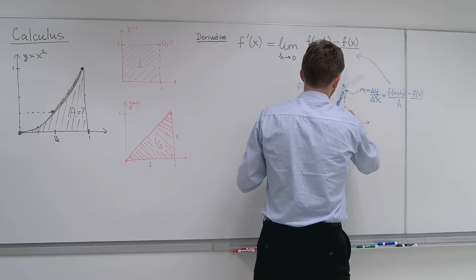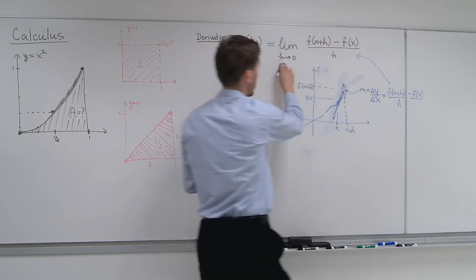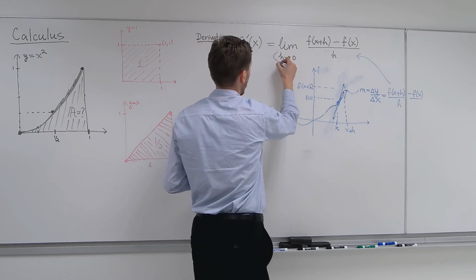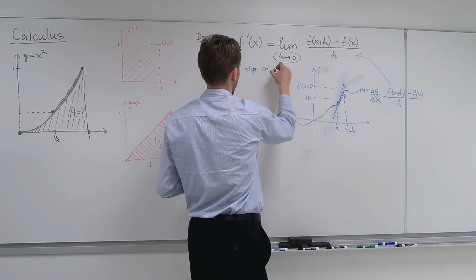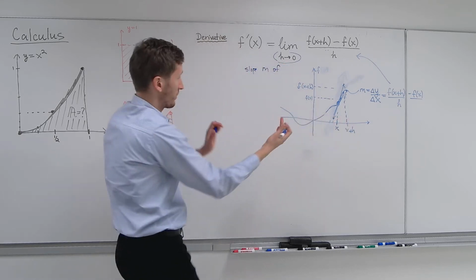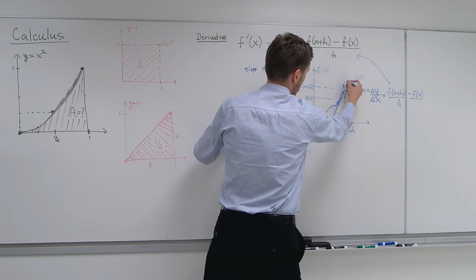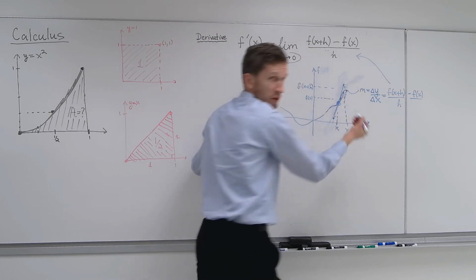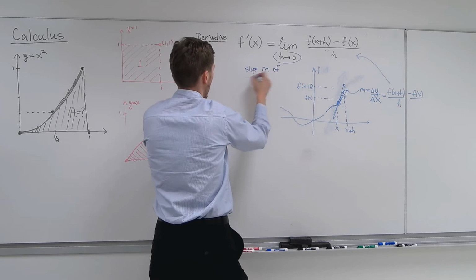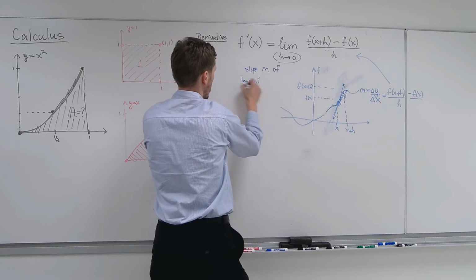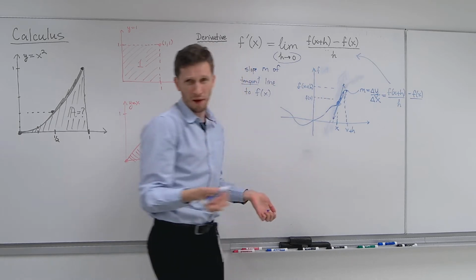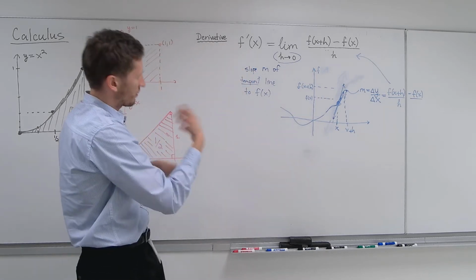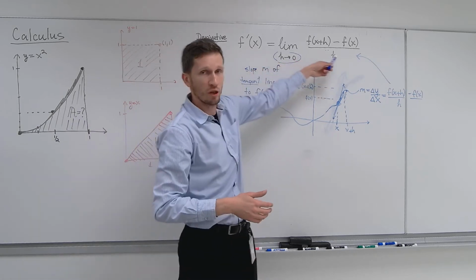So when h goes to 0, the line becomes not just this random secant line, but specifically the line tangent to the function at this point. So the slope m of the tangent, that's what h going to 0 does. The tangent line to the graph of the function. So that's the derivative, the graphical understanding of it based on the definition.